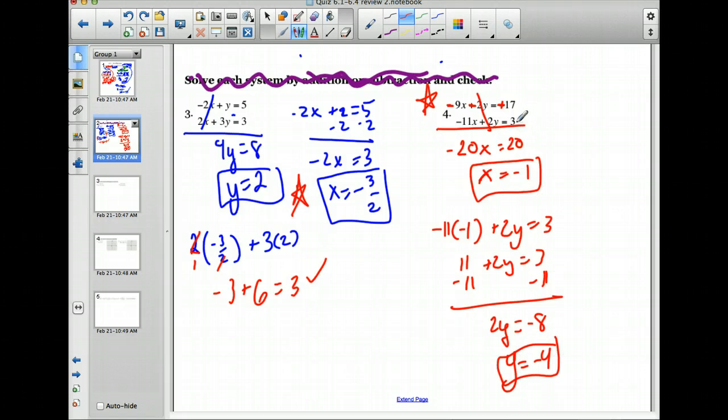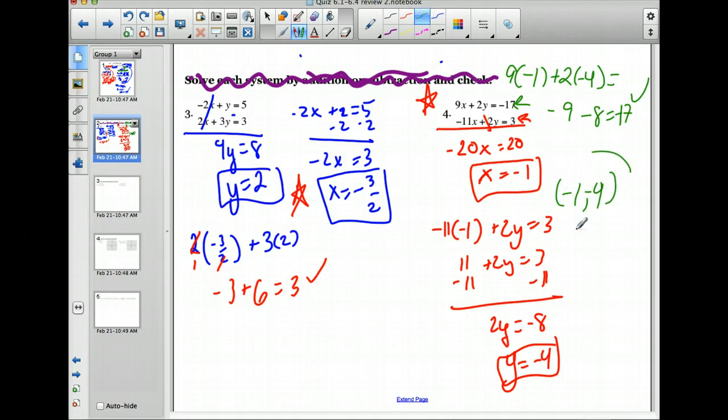Check that. Since I used this equation, I'm going to check in this equation. So let me get rid of it, go back to the original. And that gives me 9 times negative 1 plus 2 times negative 4 equals negative 9 minus 8, which equals negative 17. Alright, so it works. So we get the right answer here. Negative 1, negative 4. You can write it as x equals, y equals, or as an ordered pair.